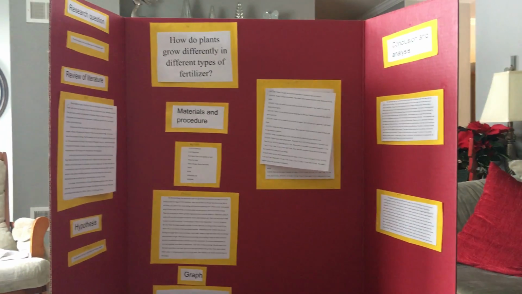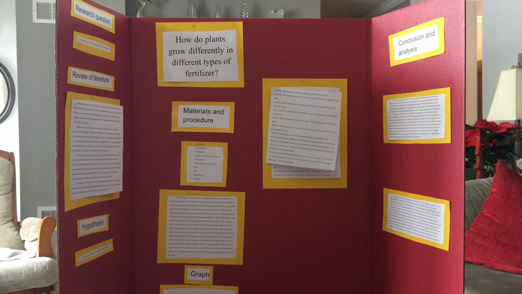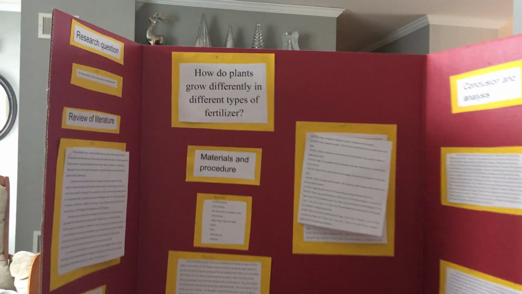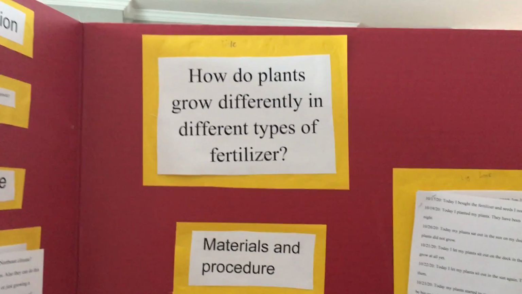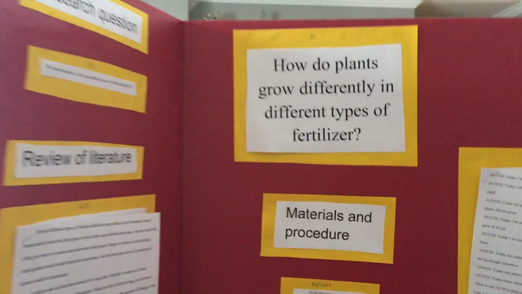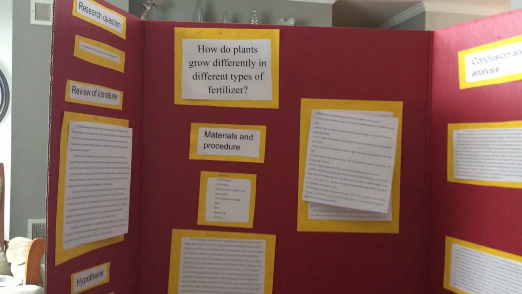Good morning, everyone. My project number is J1011, and I am presenting the project How do Plants Grow Differently in Different Types of Fertilizer. My research question for this project is how do different types of soil affect plant growth. The purpose for this project was to see what soil grows the best plants.